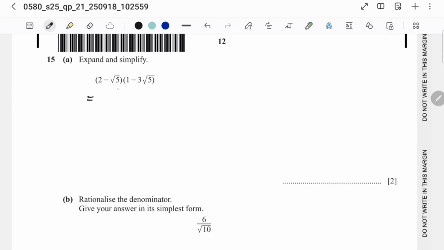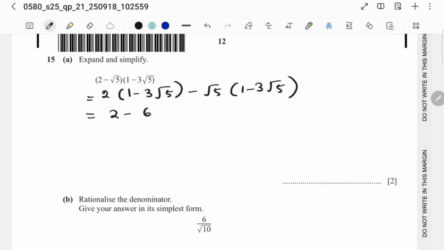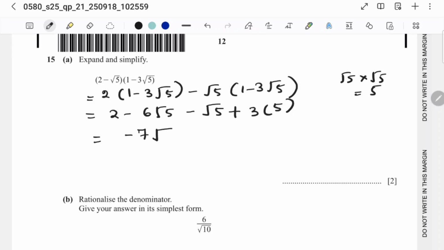Multiply together. Like usually we expand 2 times 1 minus 3 square root 5 and minus square root 5 times 1 minus 3 square root 5. So 2 minus 6 square root 5 and then minus square root 5 and then plus 3 times 5 is 15, because square root 5 into square root 5 will simply be 5. So that is 3 times 5 is 15. So that is minus 6 square root 5 and minus square root 5 will become minus 7 square root 5 and plus 2 this one and plus 15.